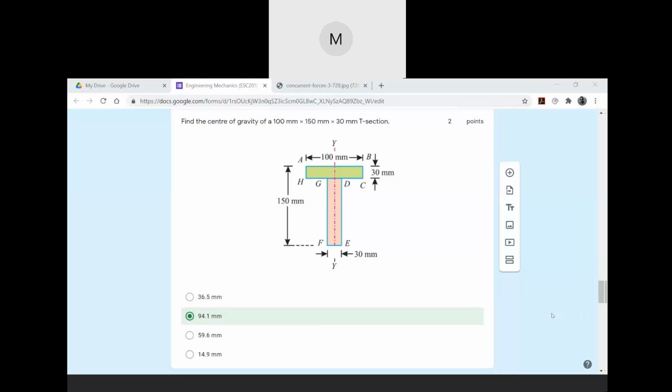Okay. Could you solve this one? Can you all solve? Did you solve this one? Okay. Good. Yes, sir, we did. Very good.